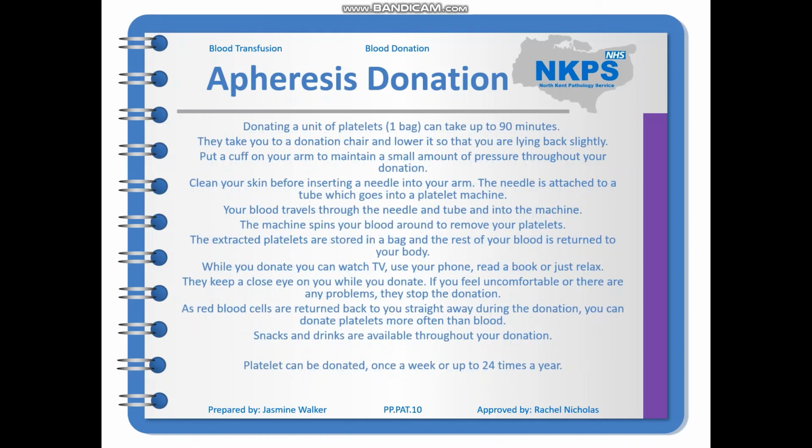Donating 1 unit of platelets can take up to 90 minutes. They take you to a donation chair and lower it so you're lying back slightly, put a cuff on your arm, and maintain a small amount of pressure throughout your donation. They will clean the skin before inserting the needle in the same way that they would with the normal donation. And the machine will spin your blood around to remove the platelets, which will then be stored in the bag that's going to be used for your donation, and the rest of the blood is returned to your body.